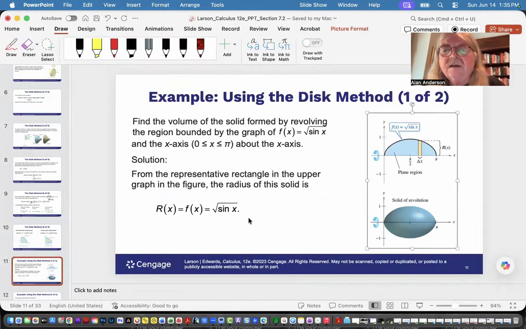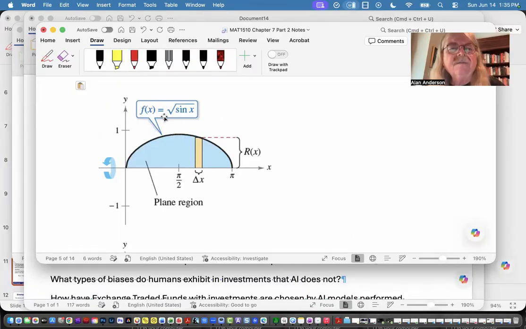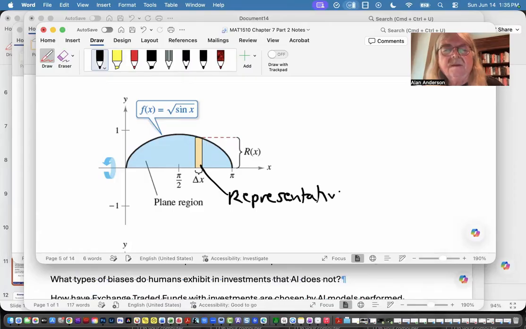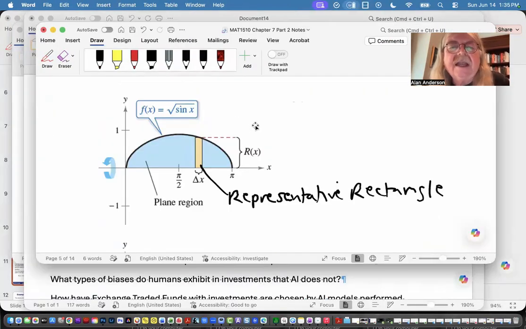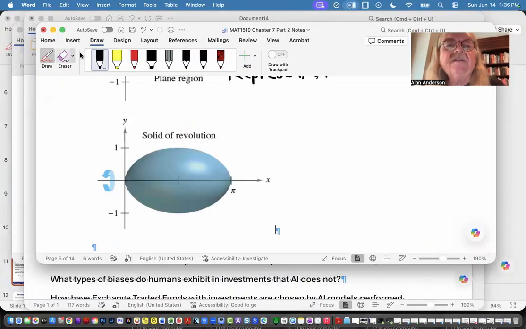Okay, so r, in this case, is the height of the curve at the representative rectangle. And that brings us up to the function radical sine x. Okay, so capital R, in this case, because we're reaching down to the axis, R of x is just equal to f of x. It won't always work out that way.